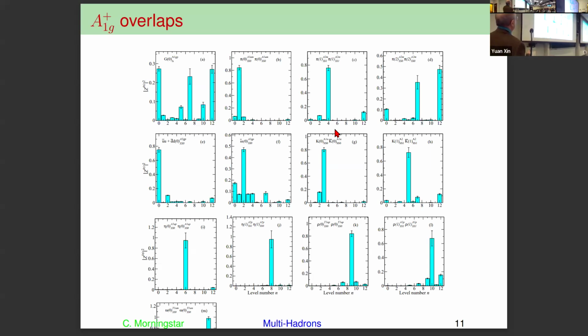So this glueball operator likes this level 0, which I guess you could call a sigma, a scalar q q-bar state. So level 0 is an admixture of those two operators and a little bit of strange.